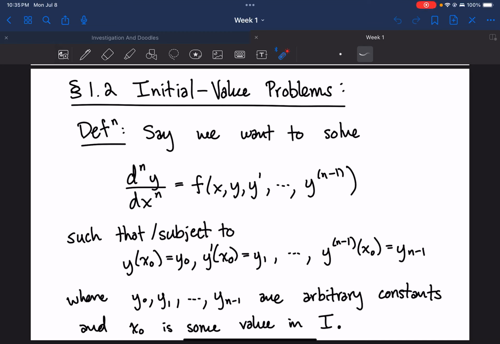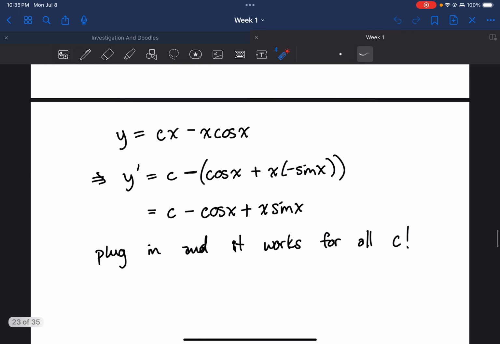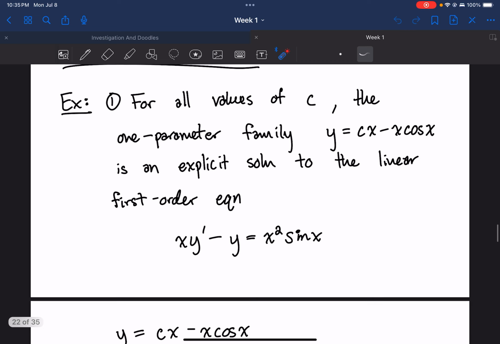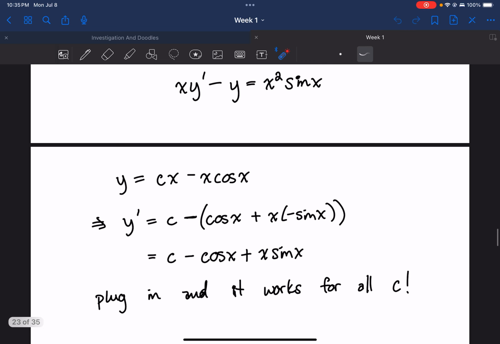Okay, time for section 1.2, initial value problems. This is basically finding the constant. I don't know if you remember last time, right here at the end, this last example, we had a solution that involved a constant c, some real number. And essentially what initial value problems do is allow you to pin down this constant.